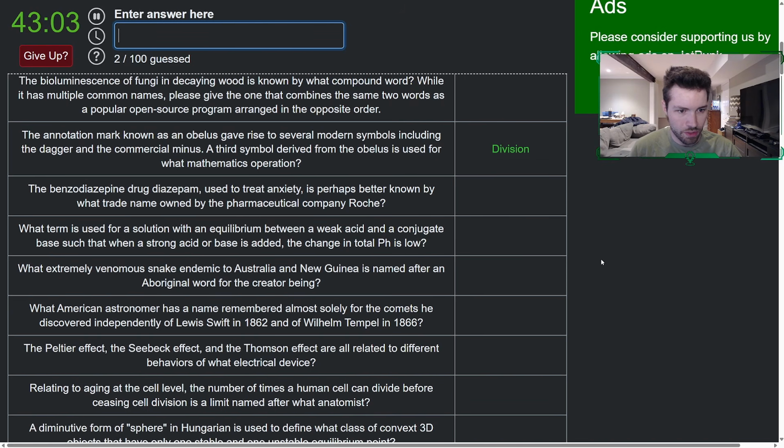What term is used for a solution with an equilibrium between a weak acid and a conjugate base, such that when a strong acid or base is added, the change in total pH is low? Is this a buffer? Nice.